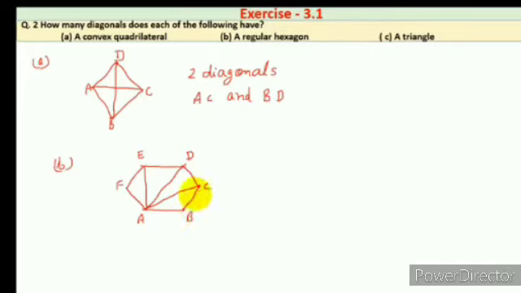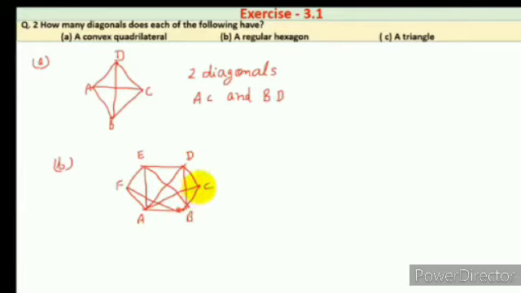From A we now have 3 diagonals: AC, AD and AE. Next, from B, how many are possible? BD, BE and BF. Now, in total we have 6. Next, another vertex, C.